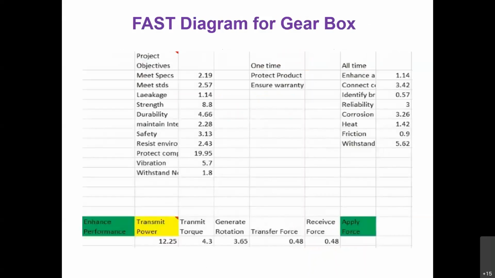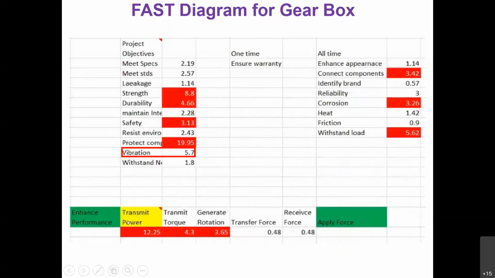Let us go with the FAST diagram for a gearbox. The basic function of a gearbox is to transmit power. Why transmit power? When I ask the question why to the basic function, it becomes a higher order function. So why do I need to transmit power? To enhance performance. So the higher order function is enhance performance.